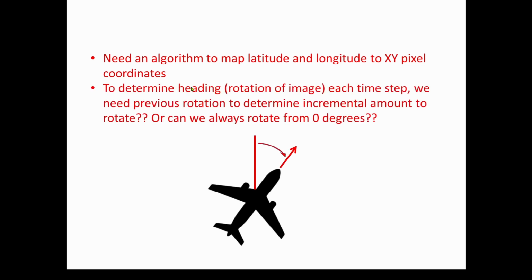To determine the heading or the rotation of the image each time step, we need the previous rotation to determine the incremental amount, or can we always rotate from 0 degrees? So that's something you've got to think about. If we have an image that is rotated like this, we develop an image in GIMP or something and it's rotated like this at maybe 45 degrees, if that doesn't match the actual rotation of the aircraft, we're going to have to figure out how should we rotate this image. So we're going to have to do some thinking about that.